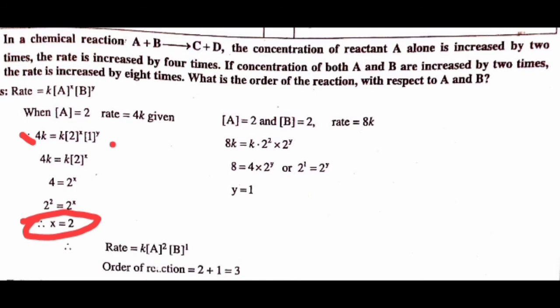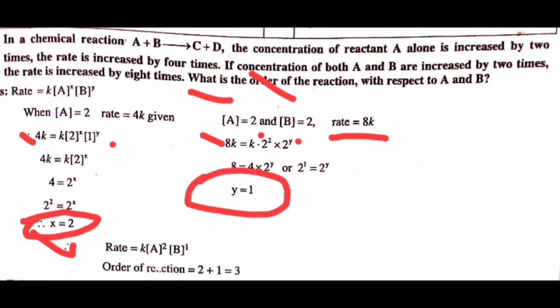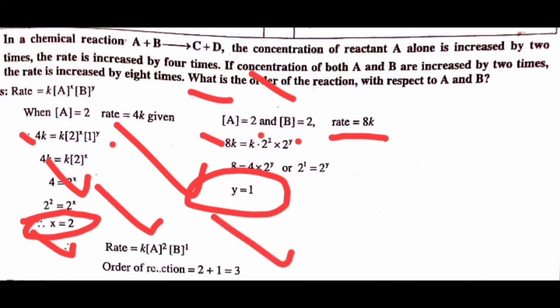Similarly, in the second case, if both A and B concentration are increased by 2 times, then the rate is going to increase by 8 times. So rate is equal to 8K, which is equal to K into 2 to the power of 2, because x value is 2, that's why 2 to the power of 2 we have taken, into 2 to the power of y. When we calculate, we will get y is equal to 1. So x is equal to 2 and y is equal to 1. So this is the rate expression, and when we add 2 plus 1, we will get 3, that is the order of the reaction. 3 is the order of the reaction.